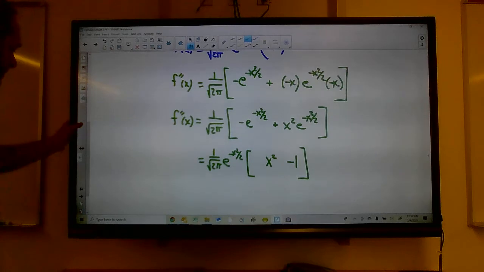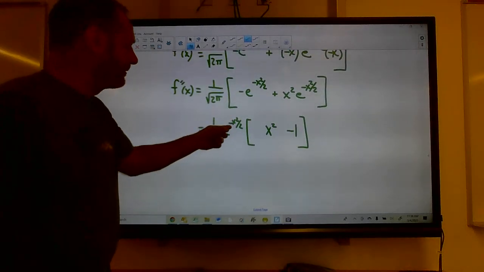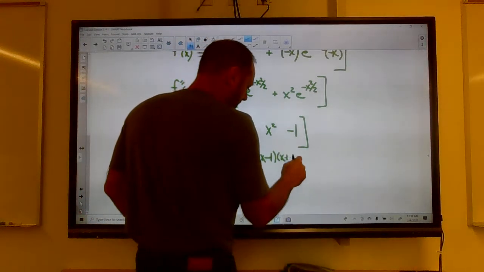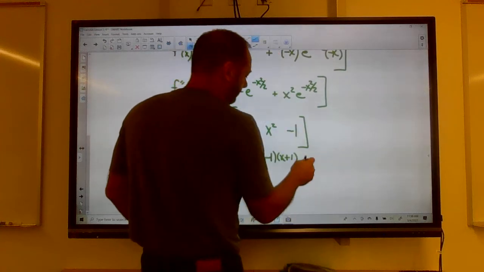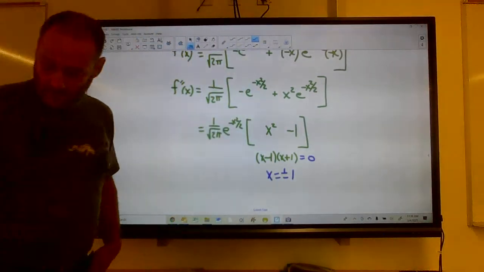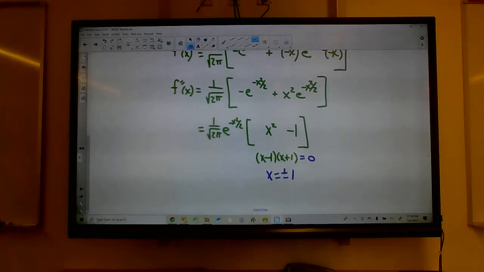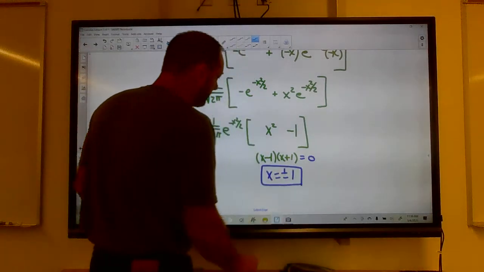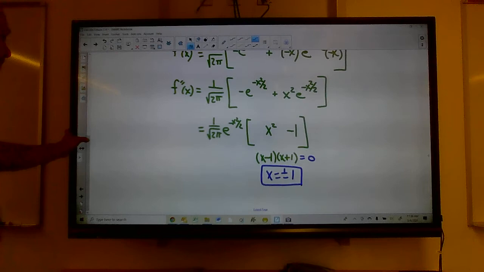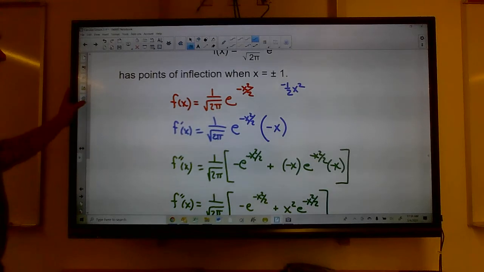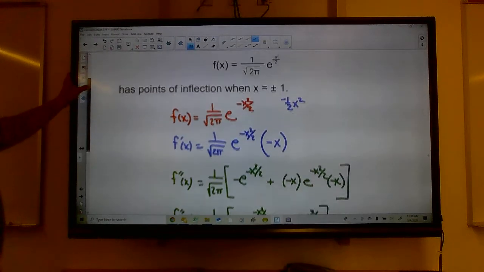Now, when is that equal to 0? Well, again, this is never equal to 0 right here, so I don't have to worry about this. This can be factored into x minus 1, x plus 1. So this is going to be 0 at x is plus or minus 1. So I've got inflection points at plus or minus 1 along the x-axis. If I wanted to know what those points actually were, I just take the 1 and the minus 1 and plug them back in the original equation, and that would tell me where the inflection points are.